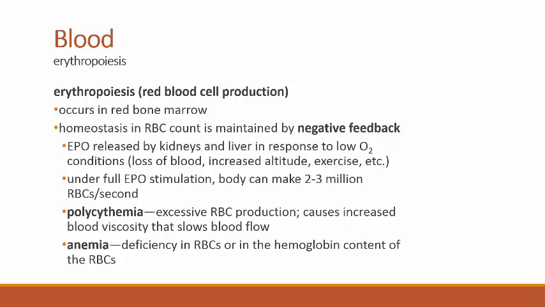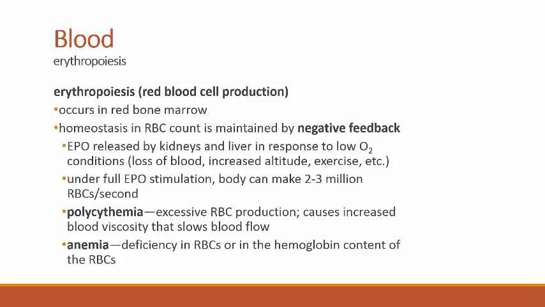So now let's talk specifically about erythropoiesis. Sorry, getting confused here. Erythropoiesis is the production of red blood cells, and it occurs in red bone marrow. So without red bone marrow, we're not going to be making any new red blood cells. And so we maintain homeostasis in hematocrit, in our red blood cell count, through a process known as negative feedback. I think you guys should know a lot about this now. So here's how the negative feedback system works. The kidneys and the liver are always paying attention to how much oxygen there is in the blood.